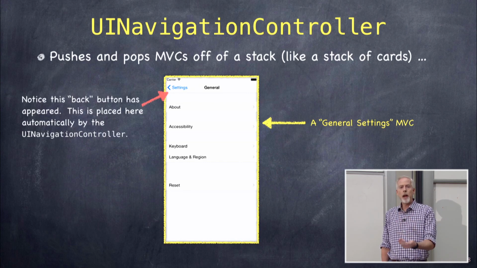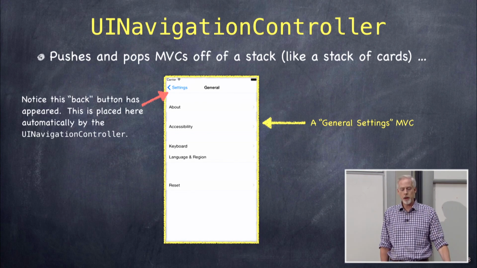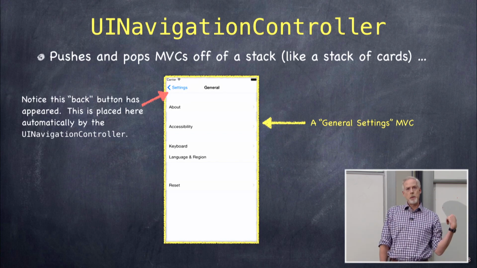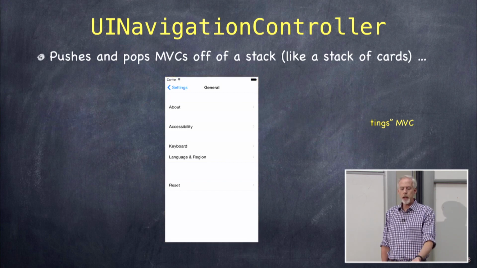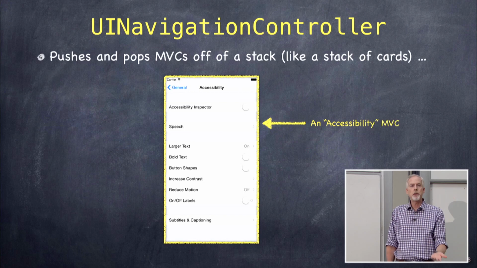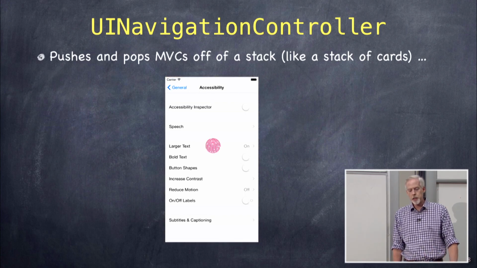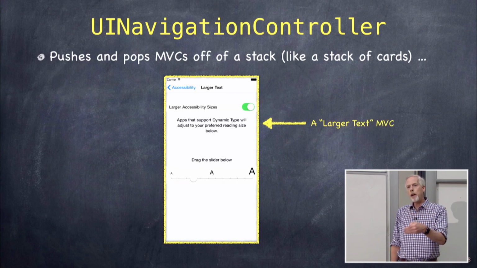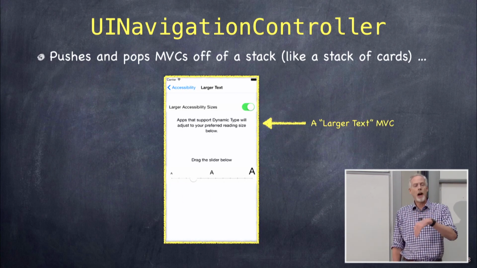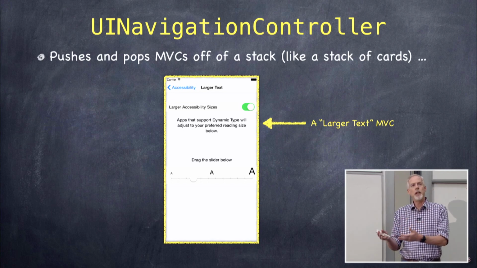Also notice that when we have two things on there, a little back button appears in the upper left automatically. It even has the name of the one that's lower down on the stack of cards. If you press that, of course, it's going to throw this card away, and we'll be back at the other card. But let's imagine I click on something in this one, like this accessibility thing. It puts a new card on there, the accessibility card. Maybe I click on something inside the accessibility card, like larger text, and it puts another one on. Now we have 4 MVCs on the stack. So there's a total of 5 MVCs here: the navigation controller itself, which is an MVC, and these 4 MVCs, which are part of its view.